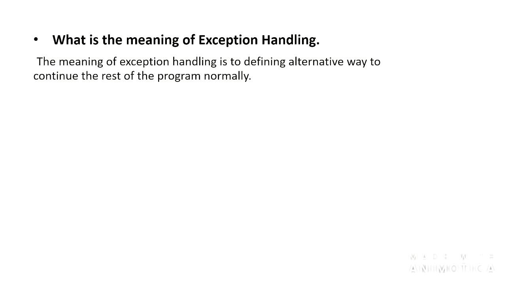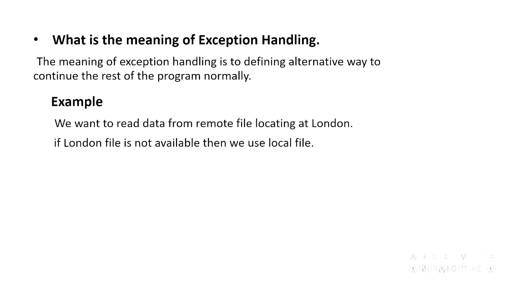What is the meaning of exception handling? The meaning of exception handling is defining an alternative way to continue the rest of the program normally. So if an exception occurs in one statement, we don't want to execute that statement; instead we provide another statement to be executed. So let's take an example.